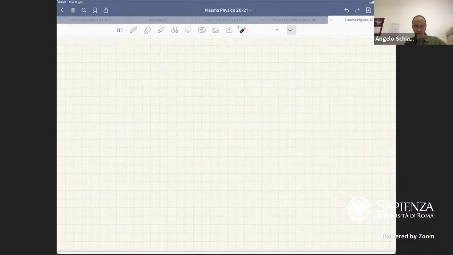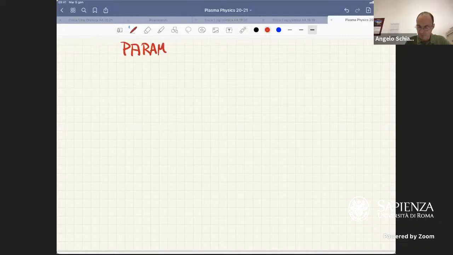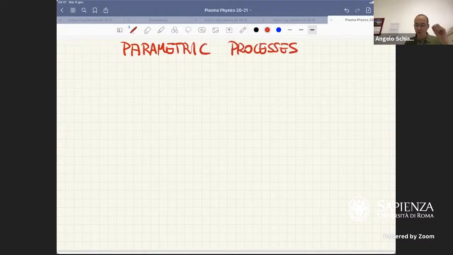So the next topic is parametric processes in plasma. We're not going to deal with this in very much detail. We are just going to present an application of all the different waves we have studied in plasma.